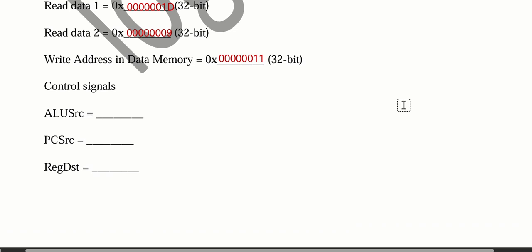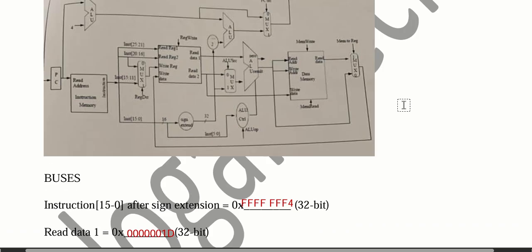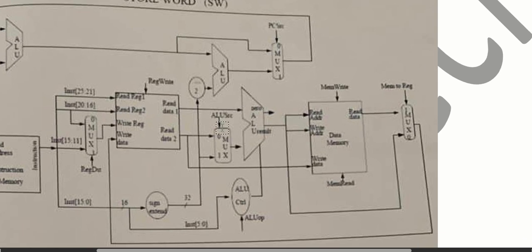So the control signals come from your knowledge of how the store word instruction works in MIPS, right? The first one is the ALU source. You go and check which control signal is called ALU source, this one. However, in your execution, remember that we pick the sign extended version, not the read data 2 going into the multiplexer.